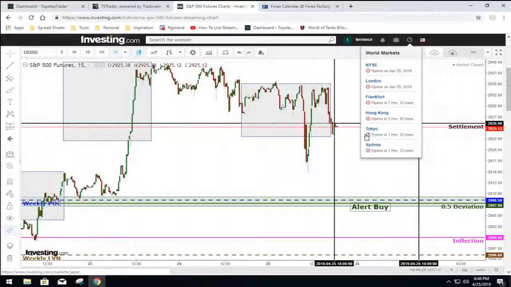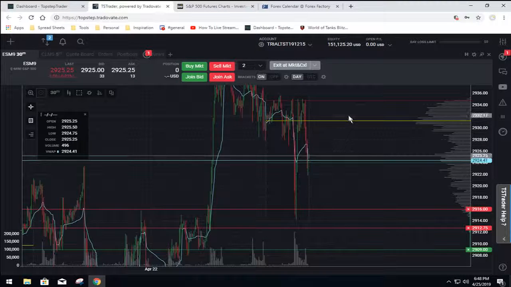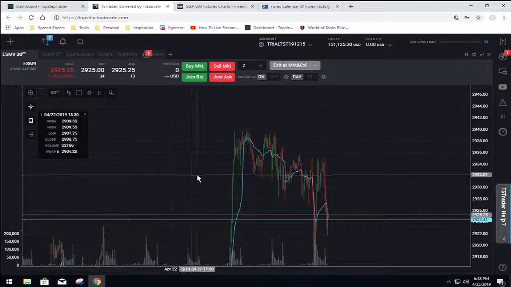Japan, an hour and 12 minutes. So Japan opens in an hour and 12 minutes, so we see if we get a punch back to the upside. I'm looking to sell at the POC, and put my stop beyond the high of the day.